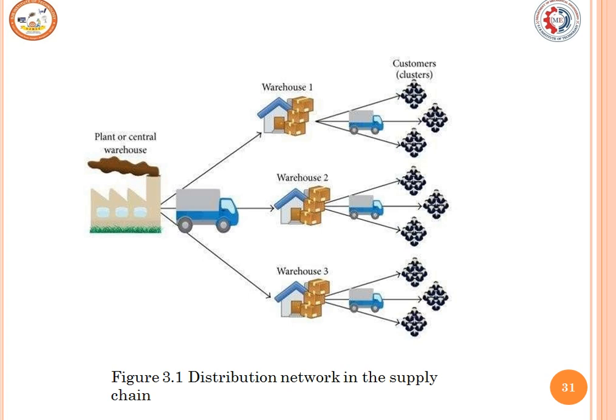The figure shows how distribution happens in a distribution network in the supply chain. From the plant or warehouse where manufacturing happens, the product is transported to different warehouses, that is warehouse 1, warehouse 2, warehouse 3. From there it is sent to the customer cluster, where many people are eagerly waiting to collect the product and use it. Like this, the distribution network works in the supply chain.